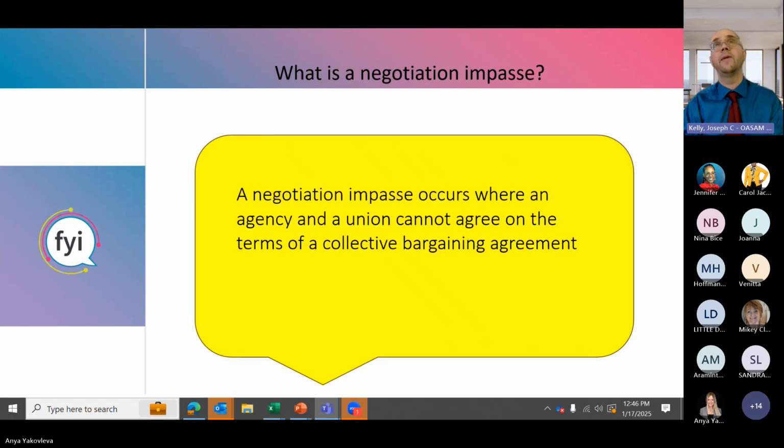So a negotiation impasse occurs when the agency and the union are at the table bargaining to reach an agreement, and they can't reach agreement on the terms of what they're bargaining. They're just stuck. They've run out their attempts to persuade each other, and nobody's willing to make any movements.